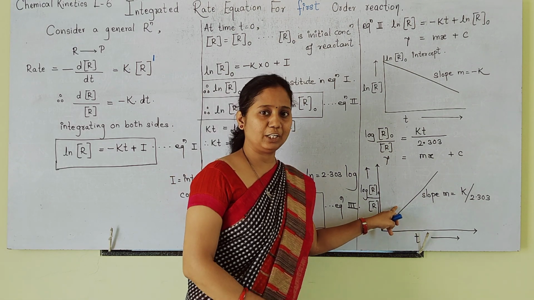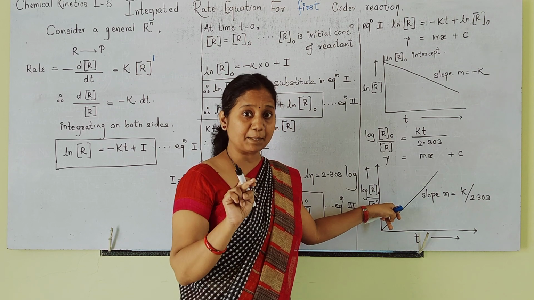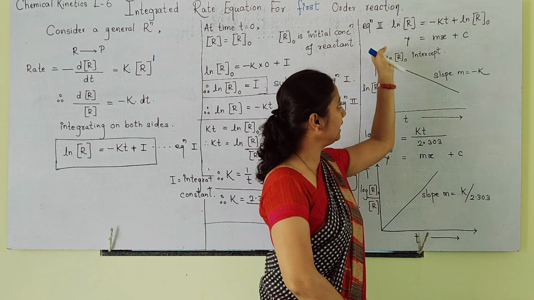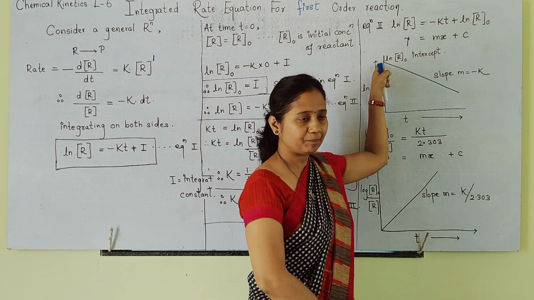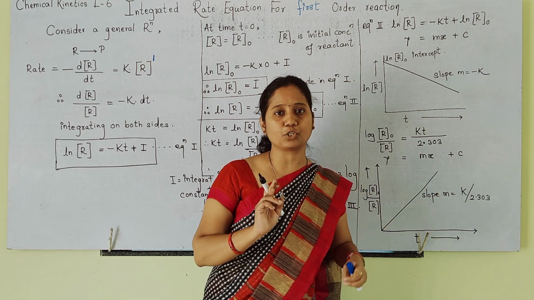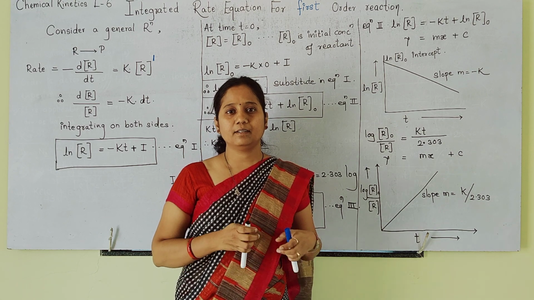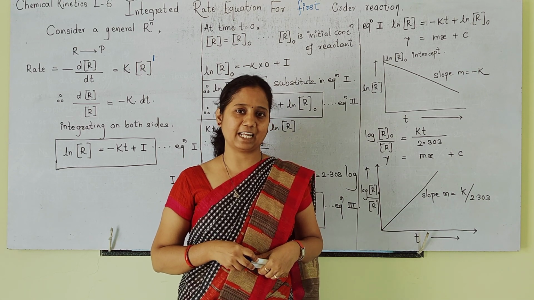It is not touching the y-axis. If intercept is there, then it should touch the y-axis and that point is called the intercept. Here no intercept is there, so it passes through the origin, positive slope is there. Like this, students, you can derive the integrated rate equation for zero order reaction and first order reaction.